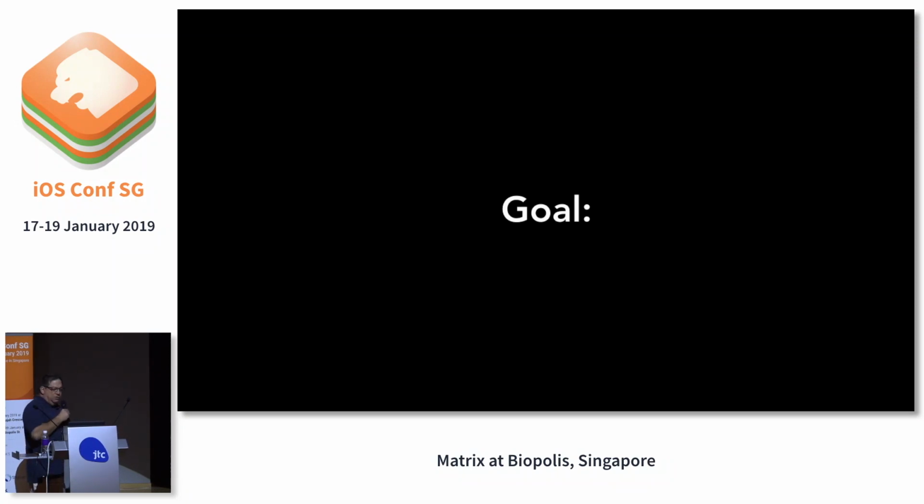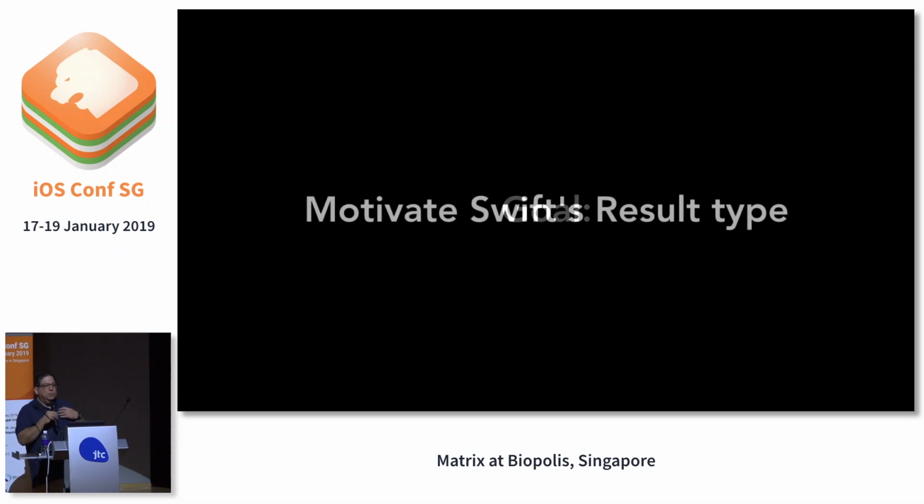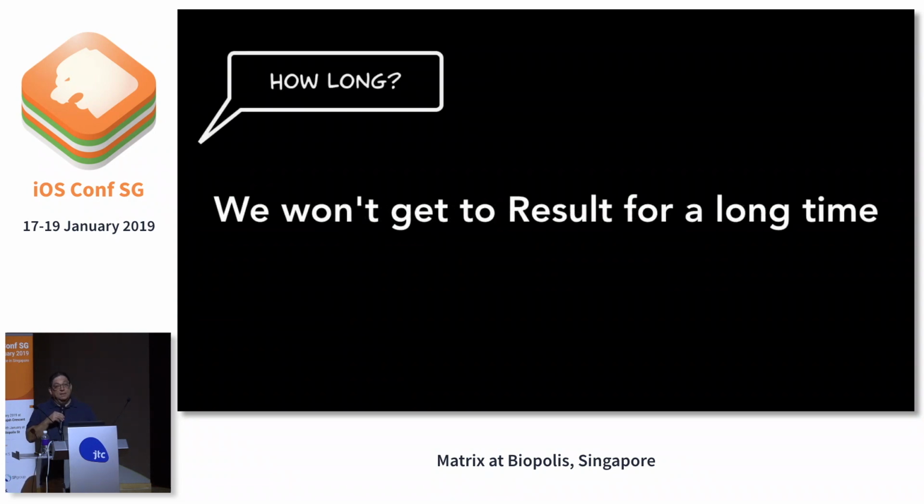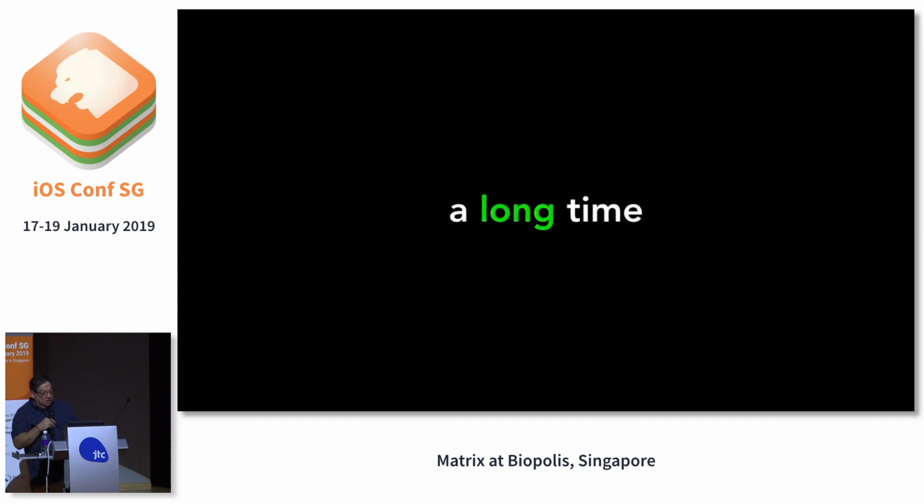So my goal is simple. I want to motivate Swift's Result type. Some of you have built your own Result type, but it's coming into Swift 5. Warning, we're not going to get to Result for quite a long time, because I want to talk about some of the things that happen when things go wrong in your Swift code.